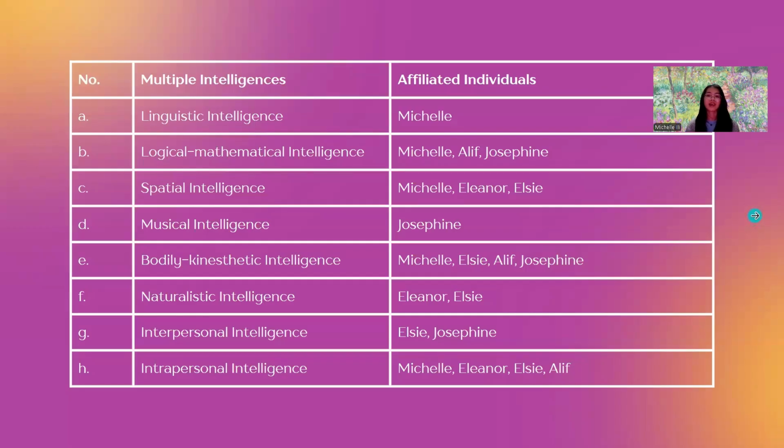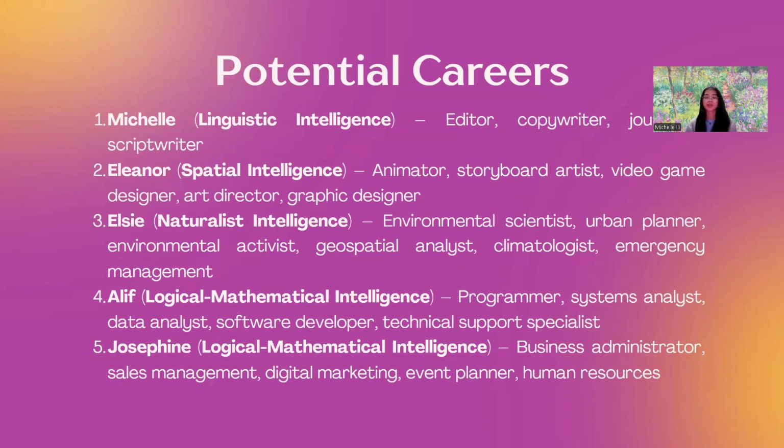Now that that's said and done, this is a table of the multiple intelligences that we have in common. So here are the potential careers for each person based on their most dominant MIs, and also partially influenced by other traits in their personality. So for myself, a potential career would be an editor, copywriter, a journalist, or script writer. Generally, anything that's related to writing and creating something out of language.